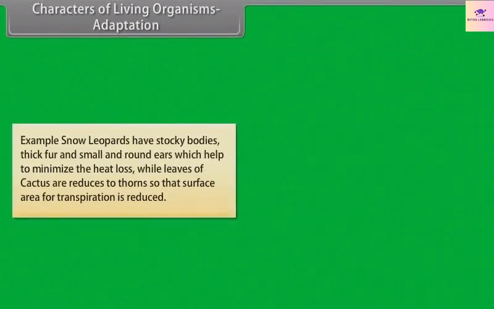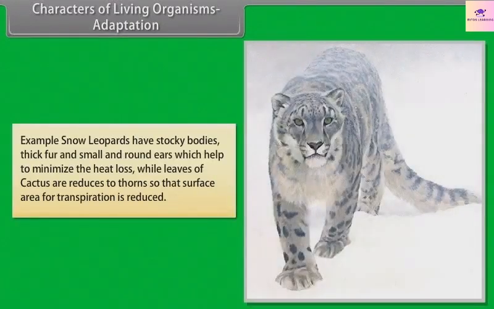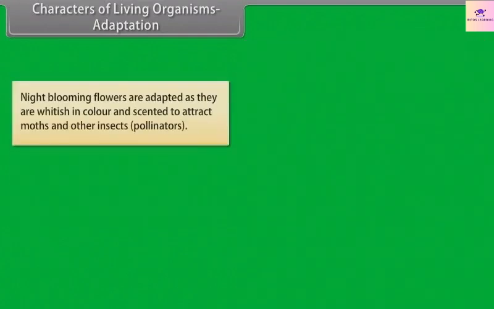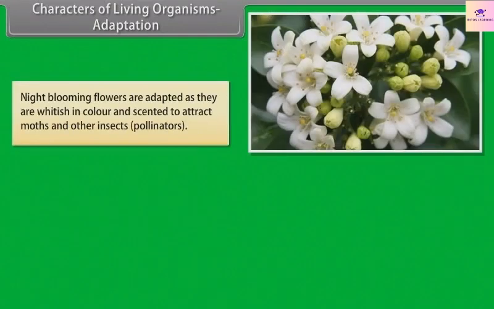Example: snow leopards have stocky bodies, thick fur, and small and round ears which help to minimize heat loss, while leaves of cactus are reduced to thorns so that the surface area of transpiration is reduced. Night-blooming flowers are adapted as they are whitish in color and scented to attract moths and other insects, pollinators.